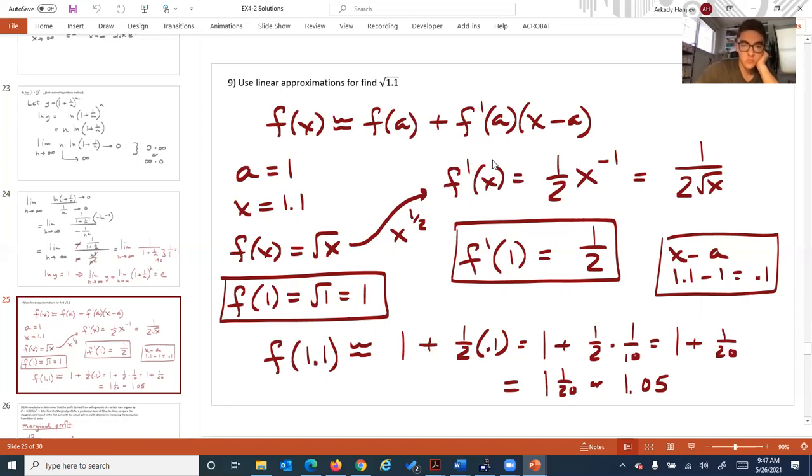So then you plug in the 1, because that's the closest value we have that's easy enough to get to. Square root of 1 is 1, we know that. And then the 1/2 comes from the derivative at 1 again. And then the difference, x minus a, is going to be 1.1 minus 1.